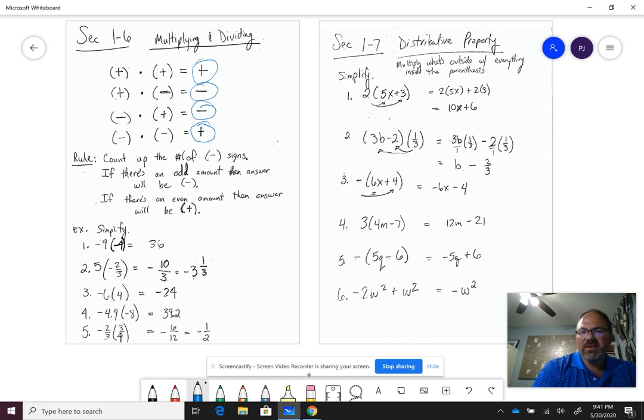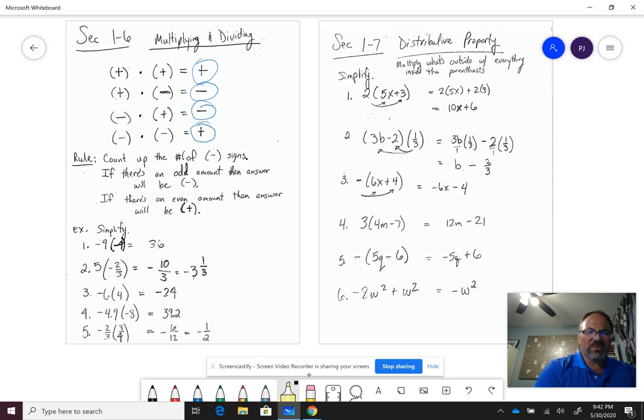Okay, so you can just count up the number of negative signs. If there's an odd number, your answer is negative. If there's an even number, your answer is positive. So again, this goes for both multiplication and division. I'm not going to show you both of them because it's the same thing. Okay, so just remember your signs. When is the answer positive? When is it negative?